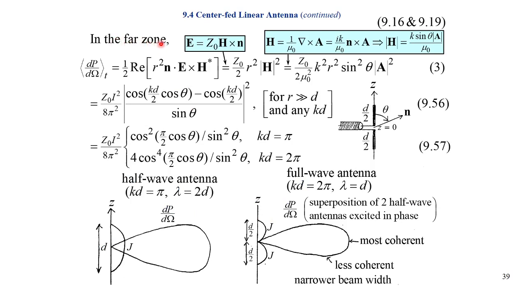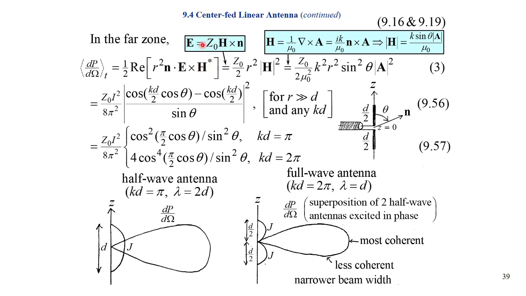So in the far zone, we can write this. The Poynting vector per steradian, time average, 1/2 and take the real part. It's 1/2 because it's time average, r squared, n dot E cross H, this is the Poynting vector, per steradian. E is related to H through these relations. By doing so, it's a triple product, H cross n cross H complex conjugate.